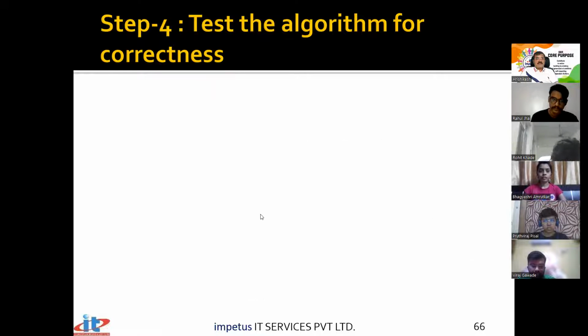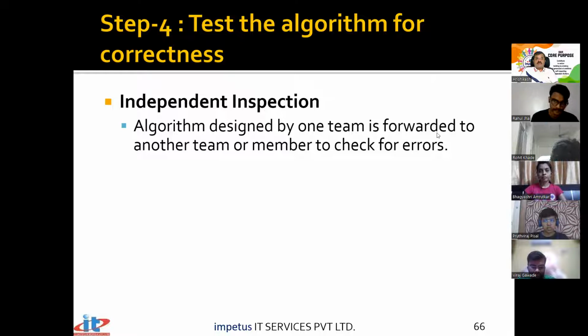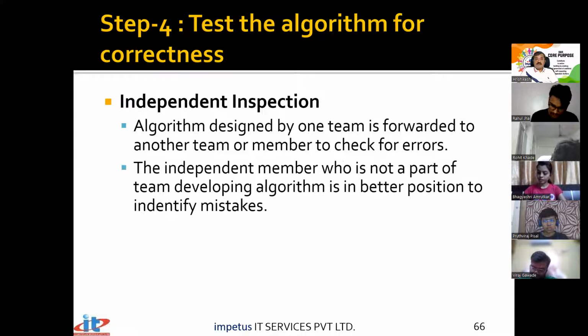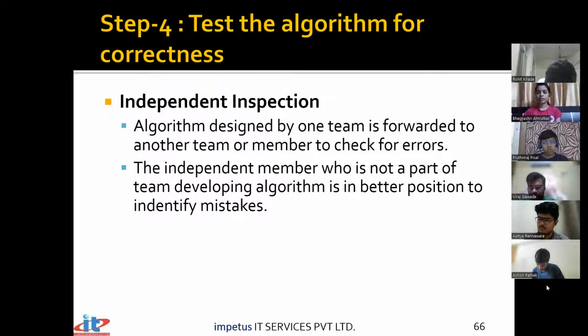What does it say? It says the algorithm designed by one team is forwarded to another team or a member to check for errors. Not a member of the same team, another team. An independent member who is not part of the team developing the algorithm is in a better position to identify the mistake. If you pass that responsibility to somebody who is part of your team, who has designed the solution, then he's not the right person to find the mistake. He may be the right person to come up with a solution, but not to find the mistake. Give it to a third party.